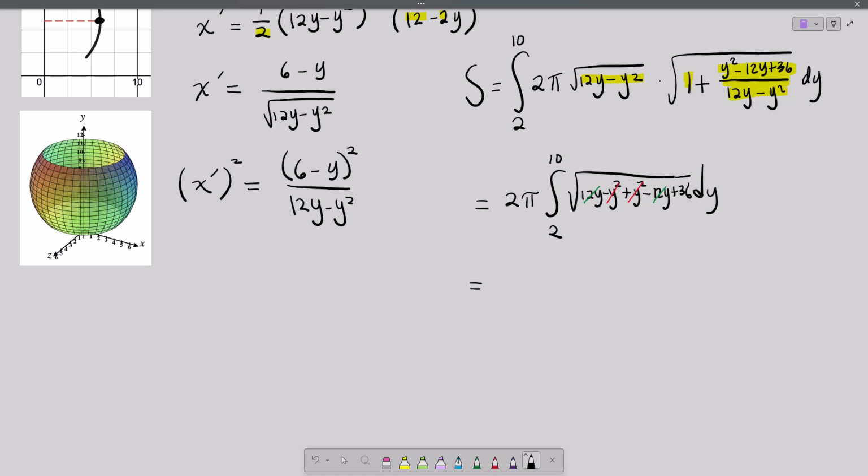Square root of 36 is 6. 6 times 2 is 12. So we end up with that. And the integral of dy from 2 to 10, 8. Integrating a differential gives you the length of the interval that you're integrating on. The length of this interval is 10 minus 2, 8. So this is going to be 96 pi. 8 times 12.